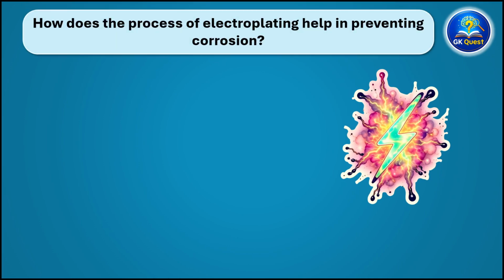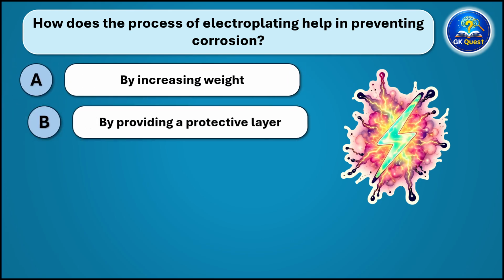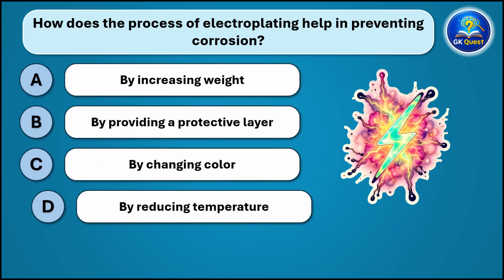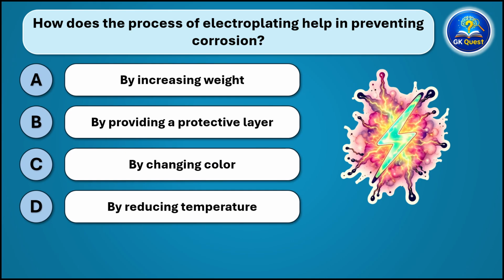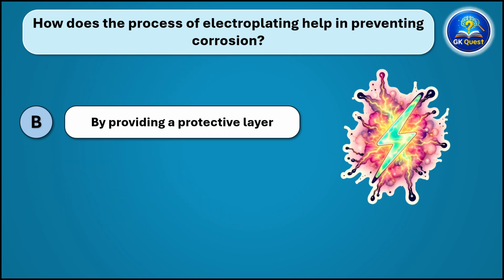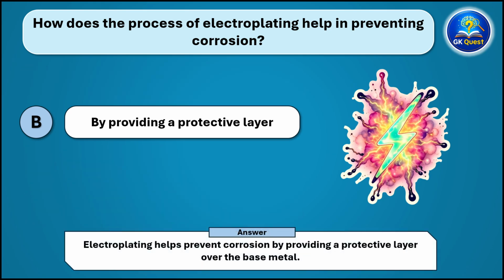How does the process of electroplating help in preventing corrosion? And the correct answer is electroplating helps prevent corrosion by providing a protective layer over the base metal.